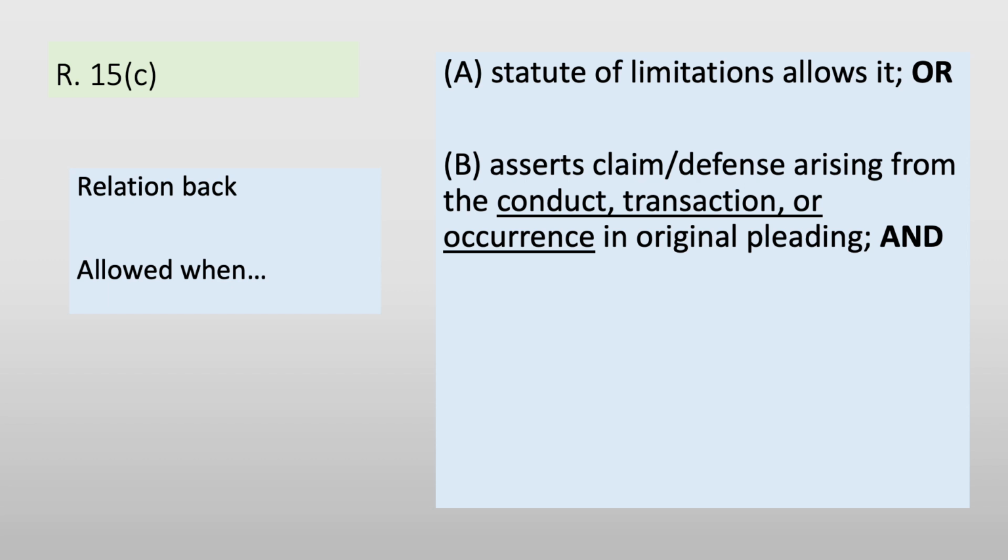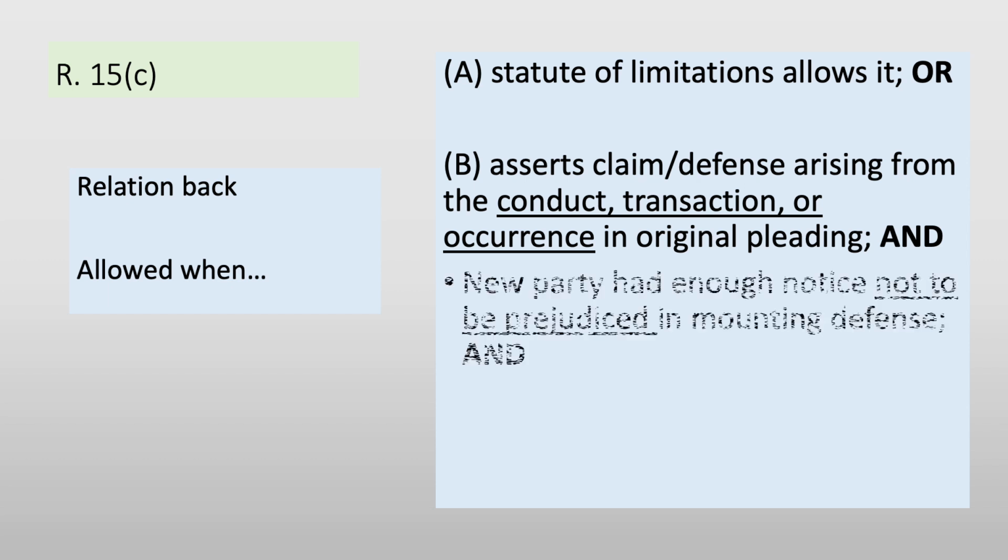And just watch out for this transaction or occurrence language. You will start seeing it over and over and over throughout this class. This is a standard form, a way of saying the events in the lawsuit. Okay, but then you need some other stuff. Here's the first 'and.' You need to make sure that the new party had enough notice not to be prejudiced in mounting its defense. So this is if you're substituting a new party, right?